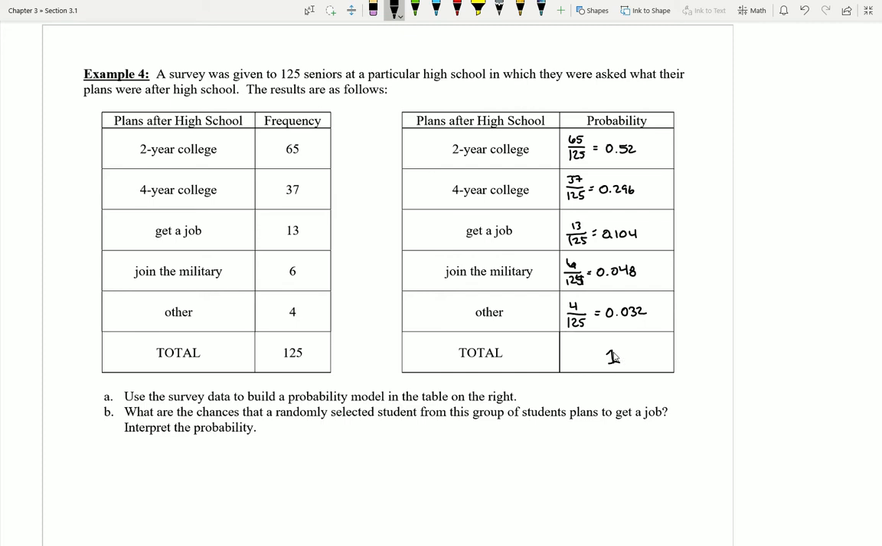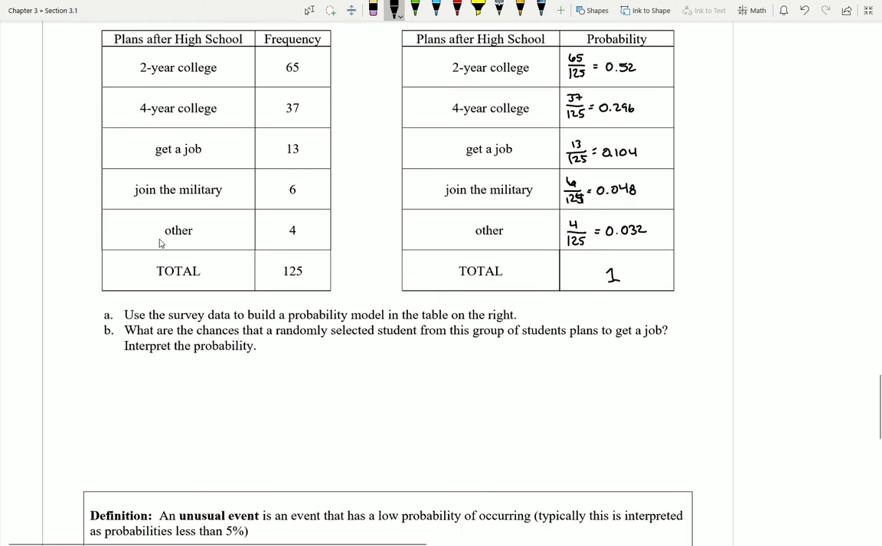So notice then I can easily start to see how I can answer a question like part B. What are the chances that a randomly selected student that I pull out of the 125 is someone that plans to get a job? Okay, well, again, that would be really easy to see. I'm going to go ahead and give this category of get a job a letter so it's easier to talk about. How about J, J for job? So I'll say the probability that J would occur ultimately appears to be, well, exactly this probability that I have up here, 0.104, or about 10.4%. Now again, what does this mean?